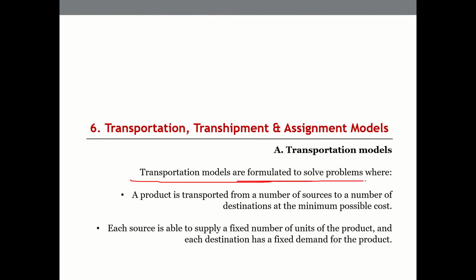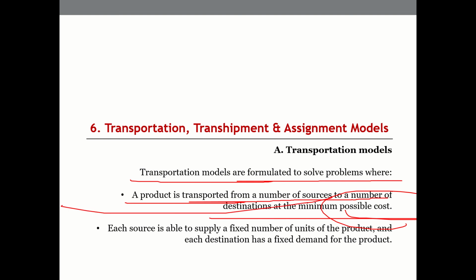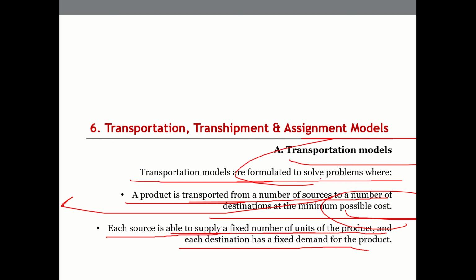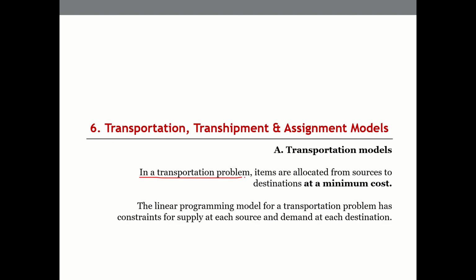Okay, what is a transportation model? Transportation models are formulated to solve problems where a product is transported from a number of sources to a number of destinations at a minimal possible cost. This is what we try to do actually, right? Each source is able to supply a fixed number of units of product, and each destination has a fixed demand for the product. In a transportation problem, items are allocated from source to destination at a minimum cost. This is what I said in the last slide as well.